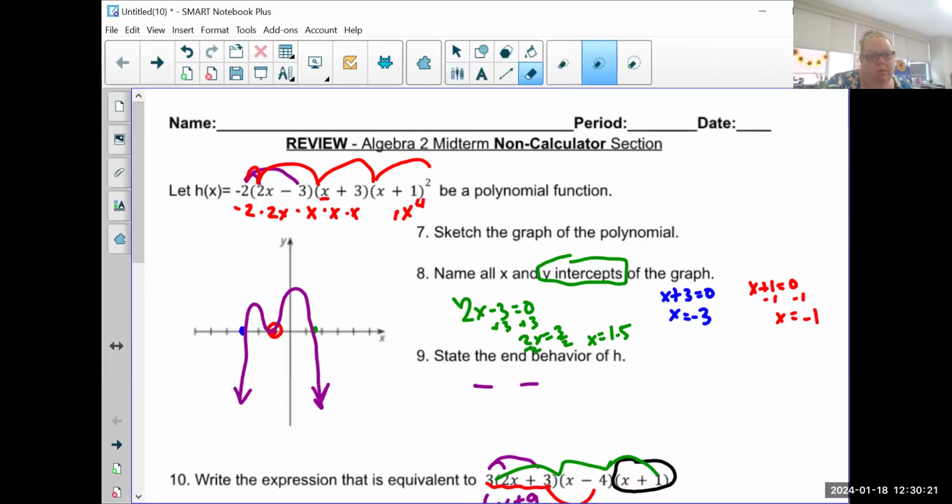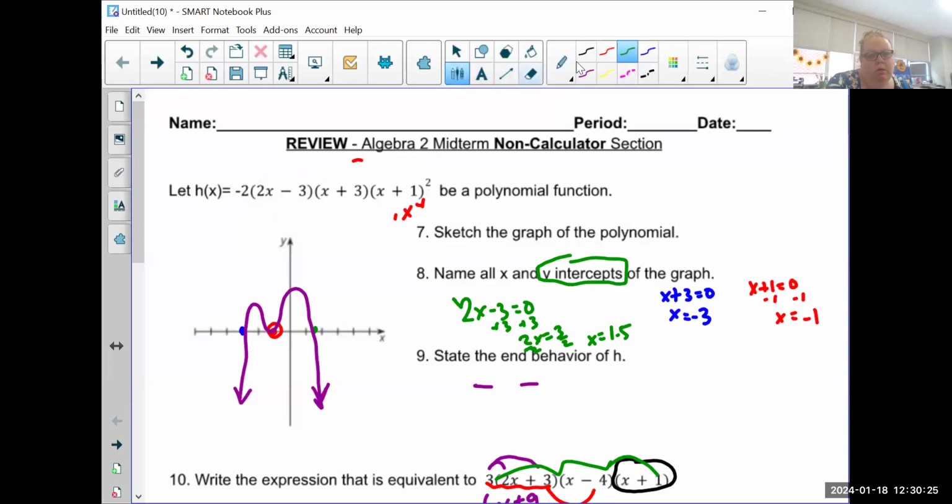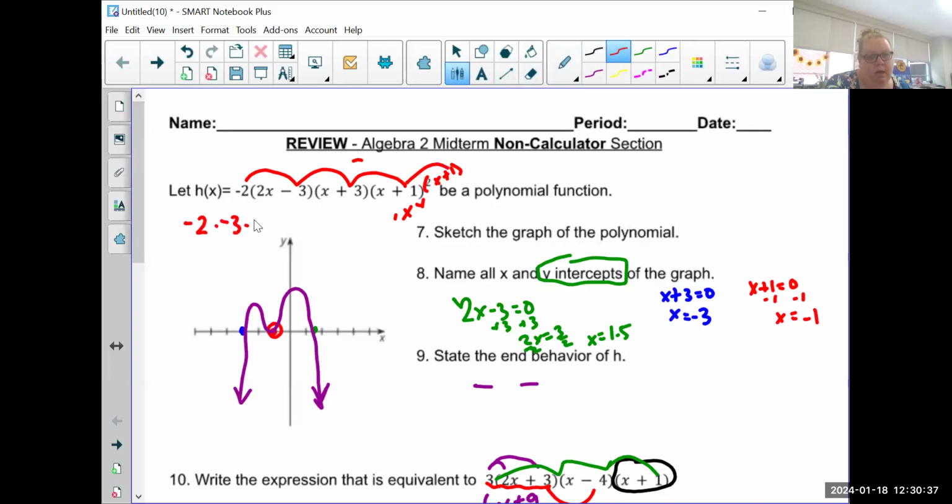I'm going to erase these so that we can see what numbers I'm multiplying. So I'm going to multiply -2 times -3 times 3 times 1, and remember there's a second one of these, times the other one. So -2 times -3 times 3 times 1 times 1, and when I put that all in my calculator, I get 18. So then this y-intercept is 18.